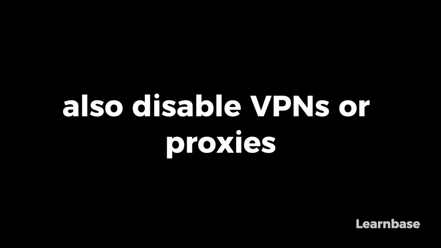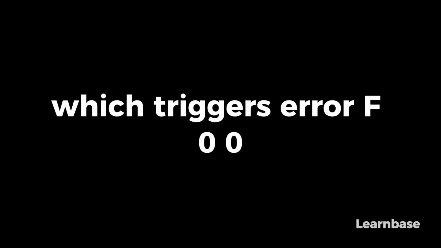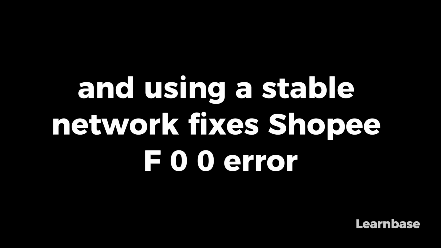Also, disable VPNs or proxies. Shopee may block connections from VPNs, which triggers error F00. Finally, restart your device and try again. In most cases, clearing cache, updating the app, and using a stable network fixes Shopee F00 error.